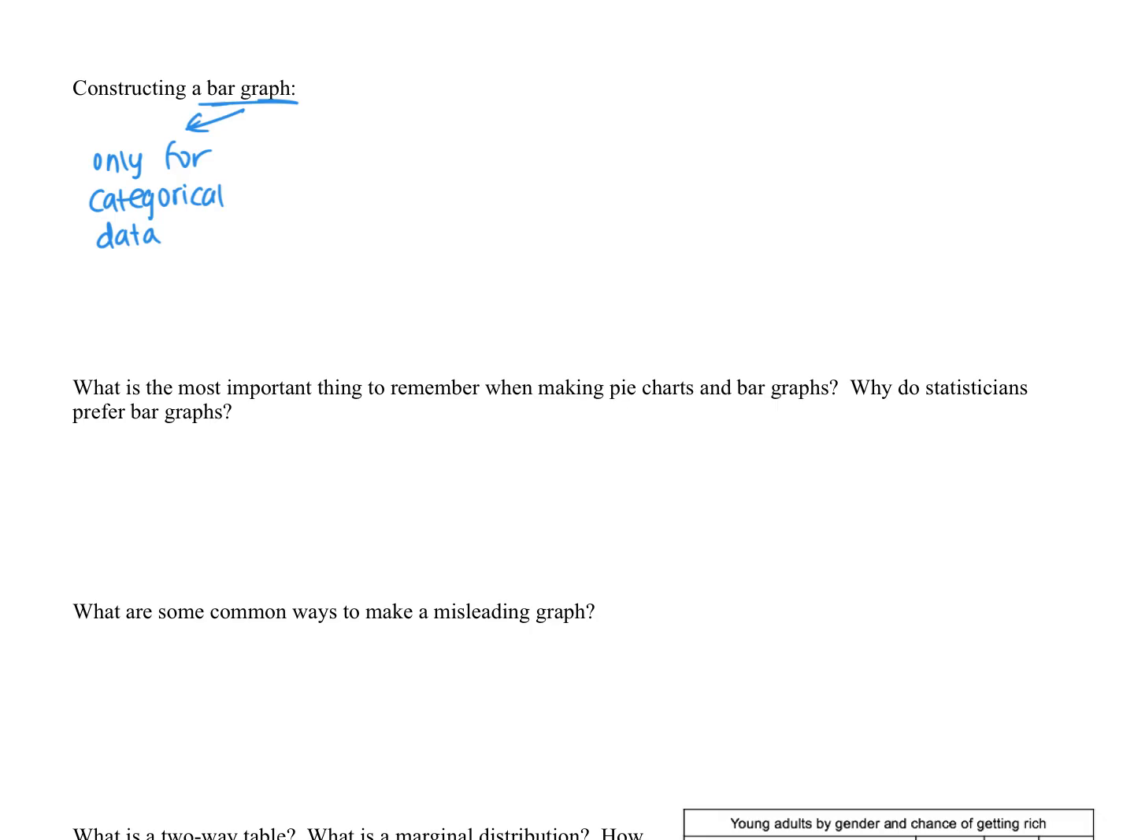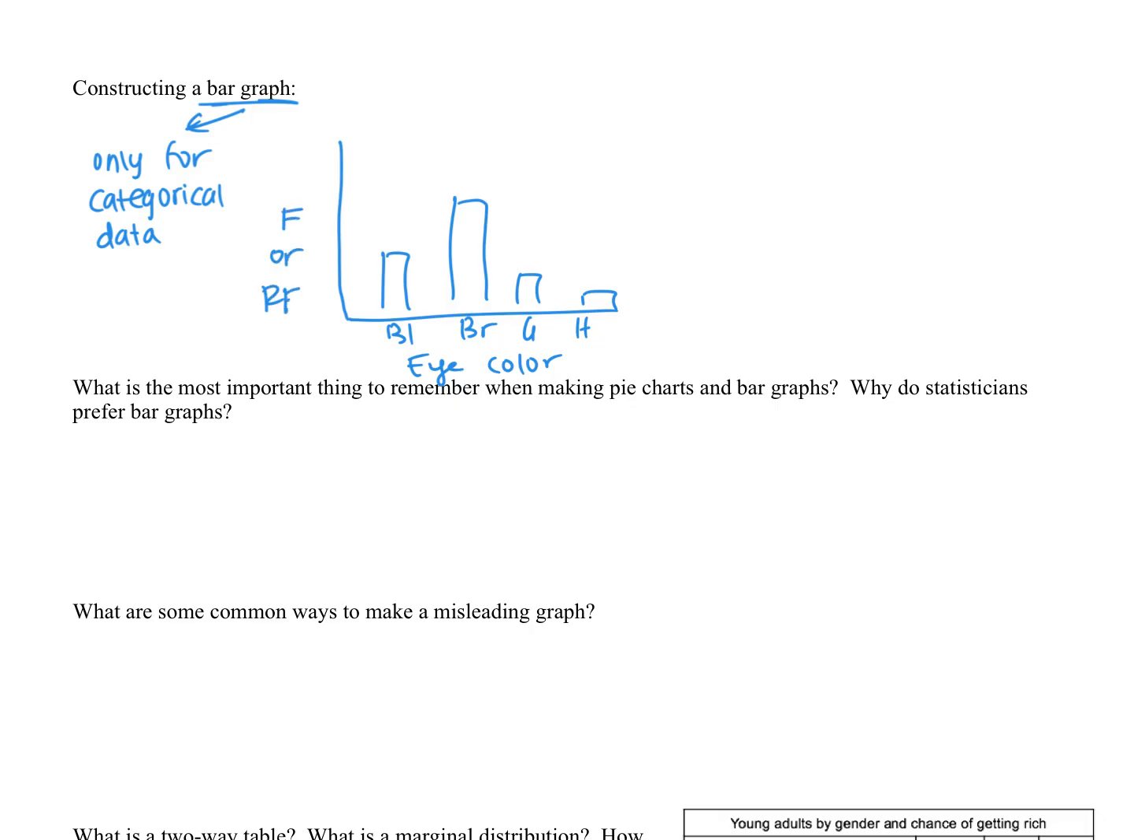What you're going to do is you will have your categories on the x-axis. So in our case, that was eye color. And then you will label each of your bars. So we had blue, brown, green, and hazel. Of course, hopefully we have more room than that. And then you'll have your various bars. I'm just going to approximate. I know this is not correct, but you get the idea. If I don't tell you, then on the y-axis, you can use frequency or relative frequency.